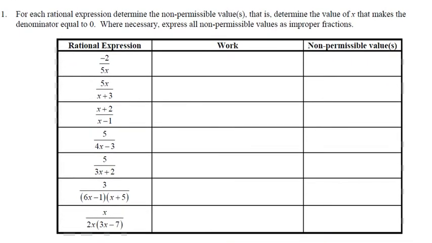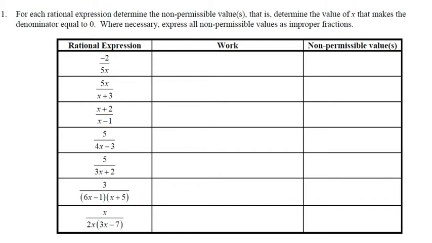Number 1. For each rational expression, determine the non-permissible value or values. There may be more than one. That is, determine the value of x that makes the denominator equal to 0. Where necessary, express all non-permissible values as improper fractions. We like things to be exact. That's why we deal with fractions, and why we use the quadratic formula to solve. We leave things as a rational or radical expression. We don't like to round them off. That's why we're going to express them as improper fractions.